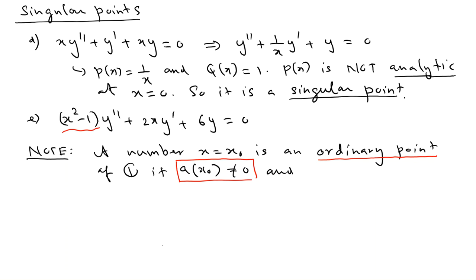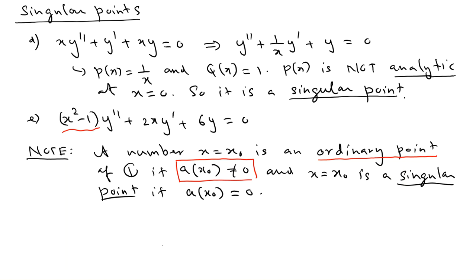And x equals x naught is a singular point if a(x naught) equals 0. So that's the shortcut to find ordinary or singular points.